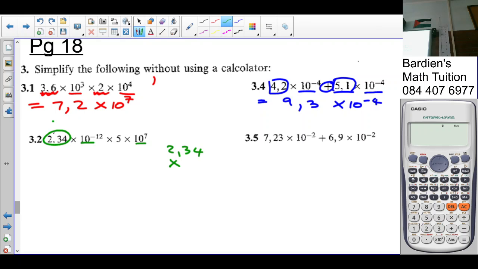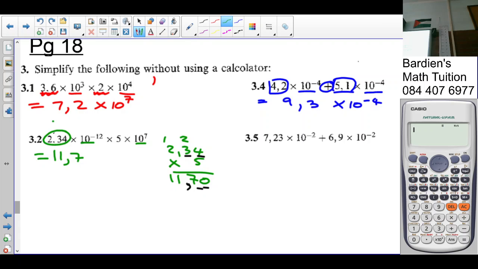2,34 multiplied by 5. 5 times 4 is 20, carry 2. 5 times 3 is 15 plus 2 is 17. Carry 1. It's going to be 10 plus 1 is 11. How many digits are after the comma? 2. So the comma lies there. You all agree with that? So it's going to be 11 comma 7. Do I need that 0? Why not? It does not have a place value.